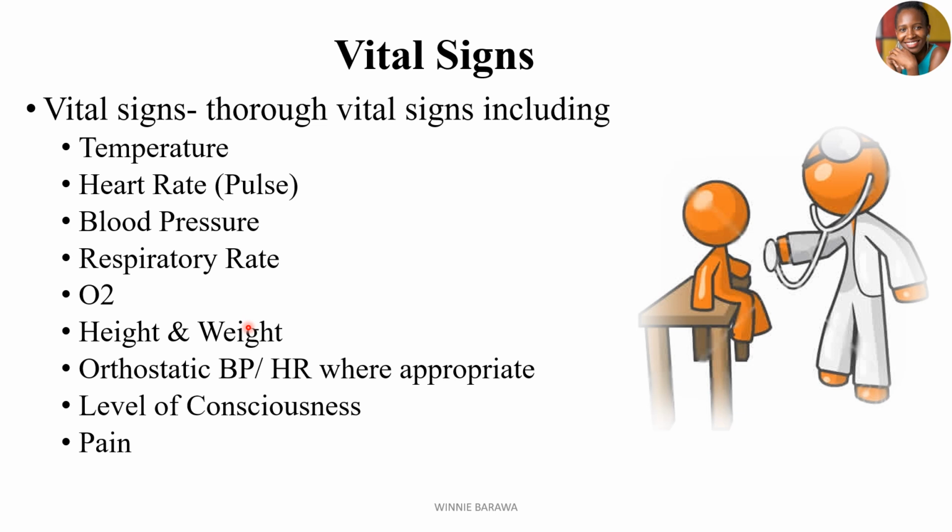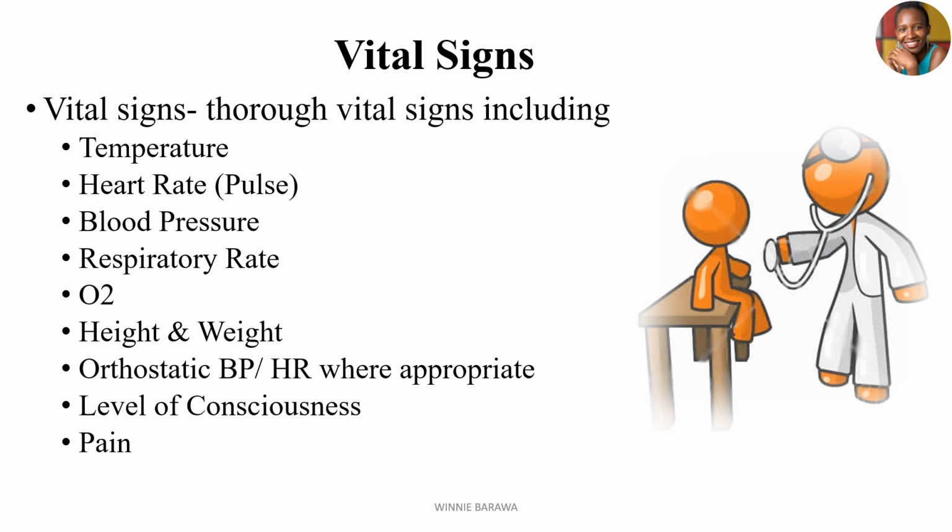And then we've got orthostatic blood pressure and heart rate, which, depending on the need, when appropriate, you can do to establish the different changes in the circulation of our client. But don't forget level of consciousness. That is, you want to check the level of orientation to time, place and person, so that you can see that the client is mentally well oriented. And then we've got pain.